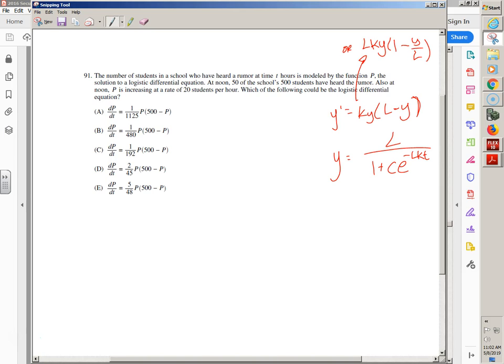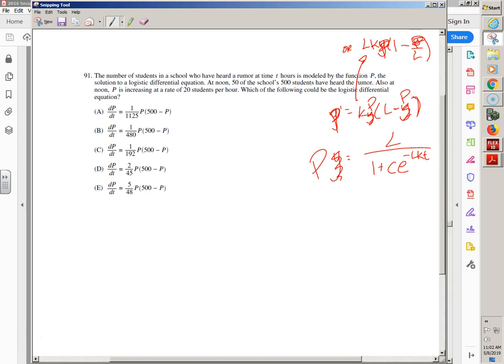Number of students in a school who have heard a rumor is modeled by P. So now we're going to change all of this to be P's instead. So, okay, fine. That's going to be P. This is going to be P. That's going to be P. That's going to be P prime. Or P and P. So y is just P now.